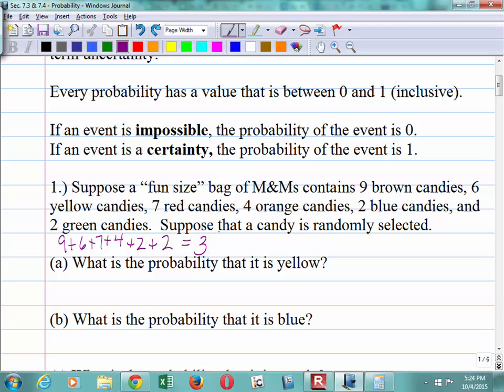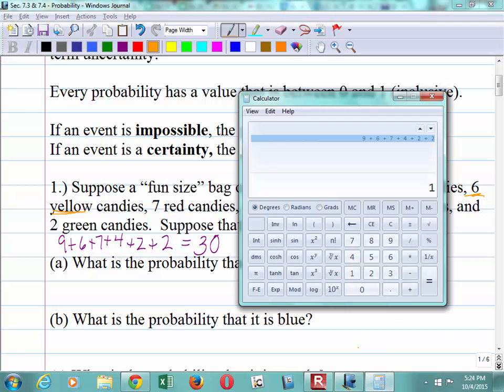So what is the probability that a randomly selected candy is yellow? Well, there's 6 yellow. So that's going to be 6 out of 30, which reduces to 1/5. And if they wanted you to enter that as a decimal, you just do 1 divided by 5, which is 0.2.